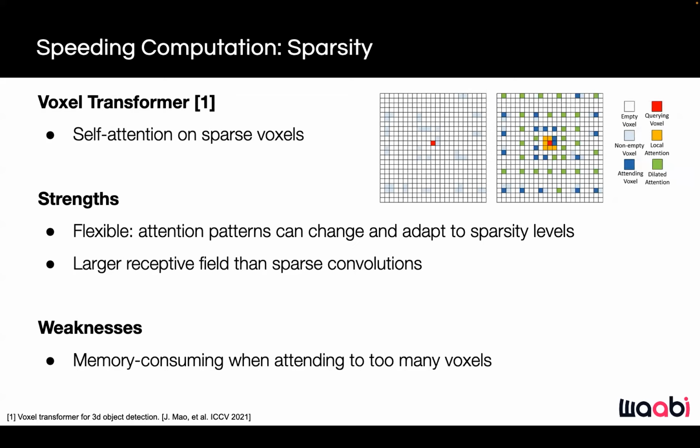Alternatively, we can use a transformer architecture for feature extraction on the sparse voxels. In more recent work, the voxel transformer, we can use self-attention on these sparse voxels. It uses a GPU-based hash table to store non-empty voxel indexes and performs self-attention by searching the non-empty indexes with an attention pattern. So this is more flexible than sparse convolutions, with attention patterns adapting to sparsity and enabling larger receptive fields. However, compared to sparse convolution, if we use more voxels in the self-attention computations, it can sometimes be memory consuming.